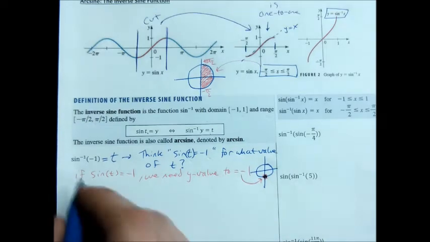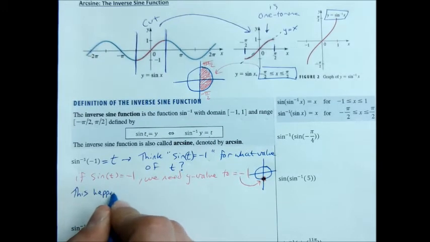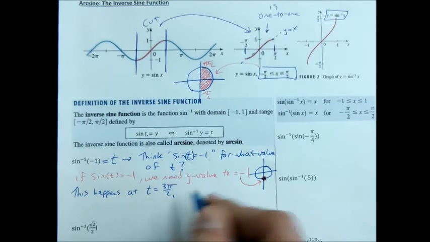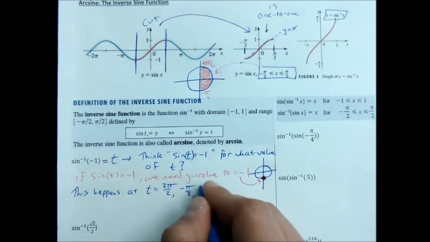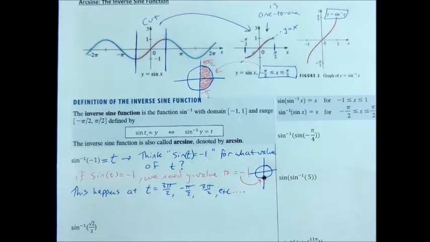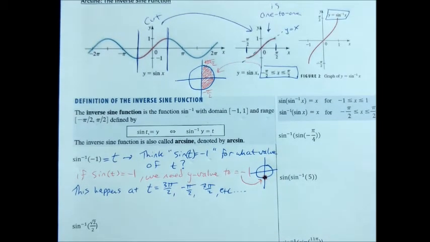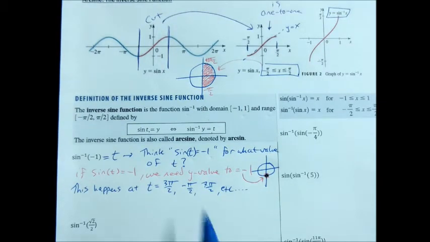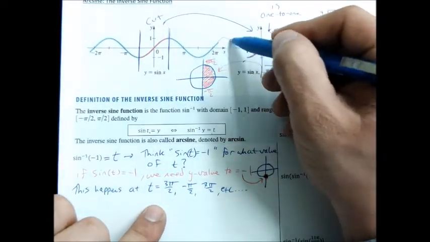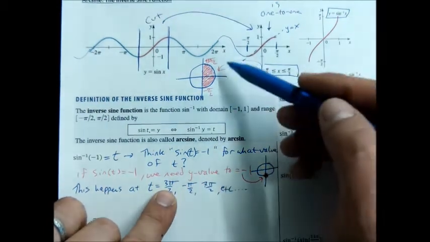I'm trying to be very detailed about that. So we want the y value to be negative 1. This happens at lots of t values. At t equals 3 pi over 2, minus pi over 2, 7 pi over 2, etc. There are infinitely many different t values that would put us on that spot. Each one of those t values corresponds to a different piece on the graph. This graph keeps going in both directions, remember? And so 3 pi over 2 is this one right here.